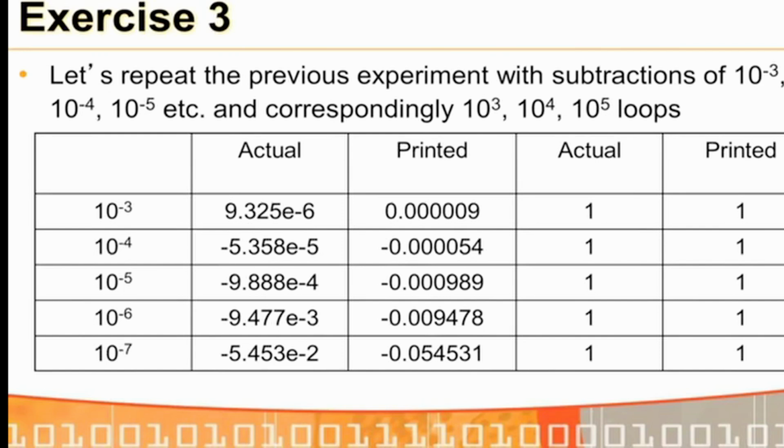So I will give you a simple exercise. Let us repeat this previous experiment with subtractions of 10 power minus 3, 10 power minus 4, and 10 power minus 5. We did it with 10 power minus 2, minus 0.01. Do it 1000 times with 10 power minus 3, 10,000 times with 10 power minus 4, and 100,000 times with 10 power minus 5, with the loop correspondingly 10 power 3, 10 power 4 and 10 power 5. What will be printed is this for the first experiment, that is just subtraction. With subtraction plus addition, the error always gets cancelled.